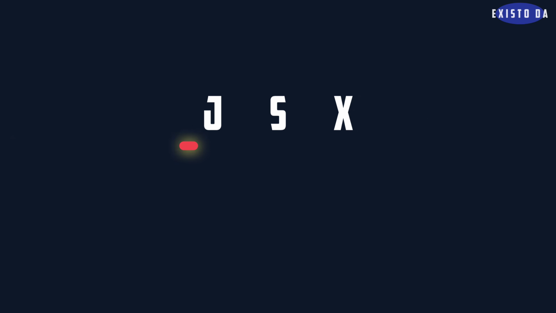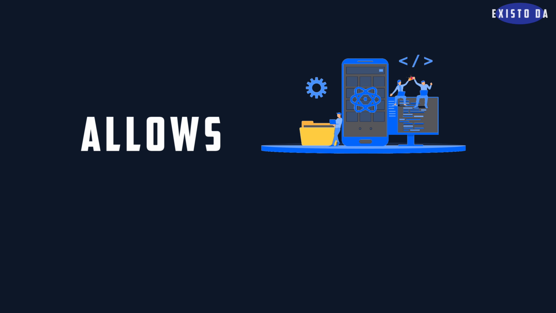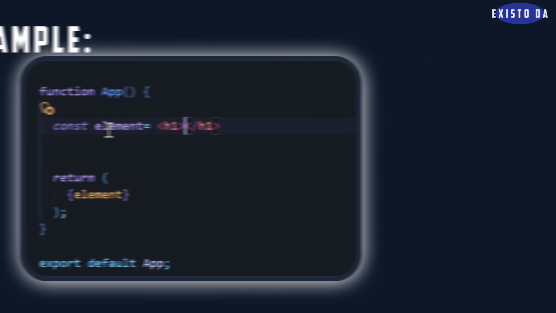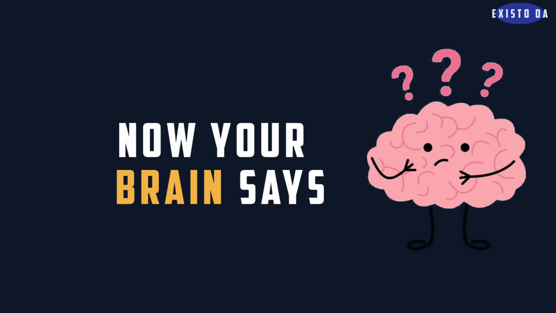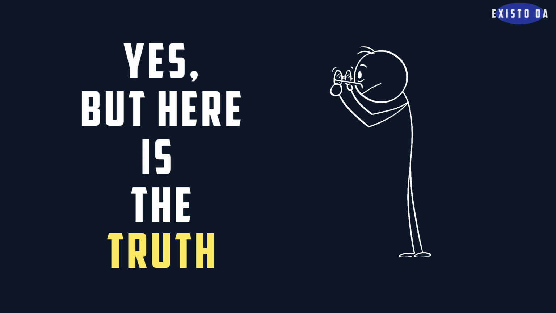JSX stands for JavaScript Extensible Syntax. It allows you to write HTML-like code inside JavaScript. For example, now your brain says, wait, HTML inside JS? Is that even legal? Yes, but here is the truth.